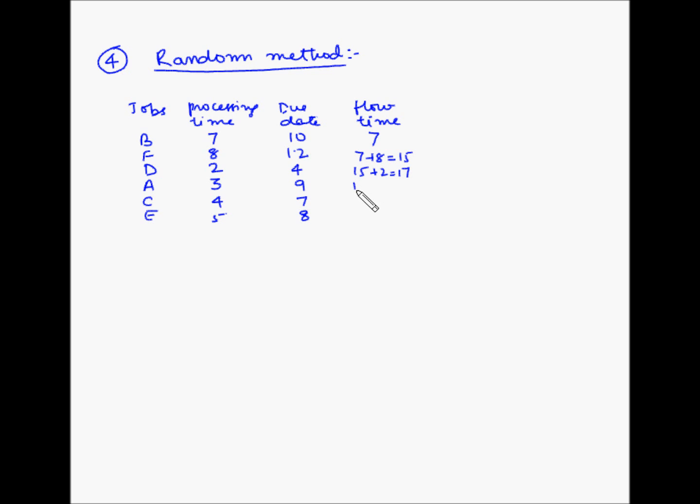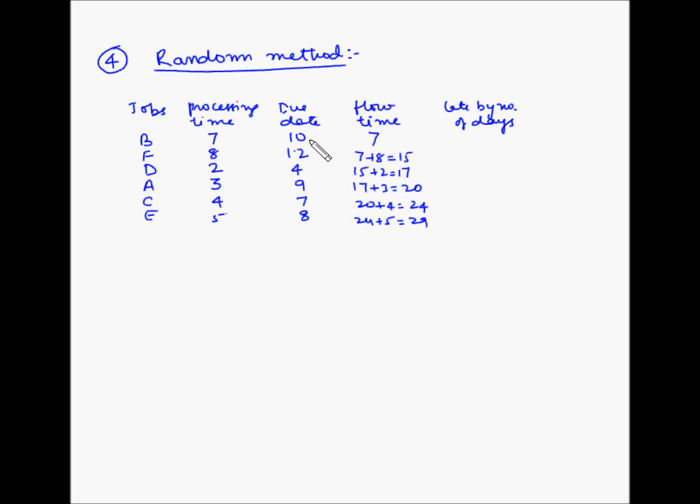A will be processed on the 17 plus 3, which is 20th day. C will be processed on 20 plus 4, which is 24th day. And E will be processed on 24 plus 5, which is 29th day. Now let us find out the late by number of days.